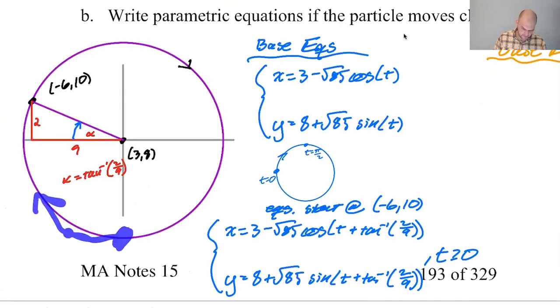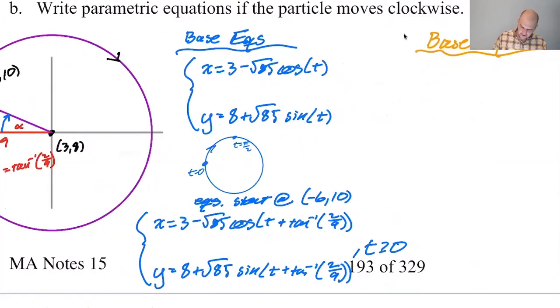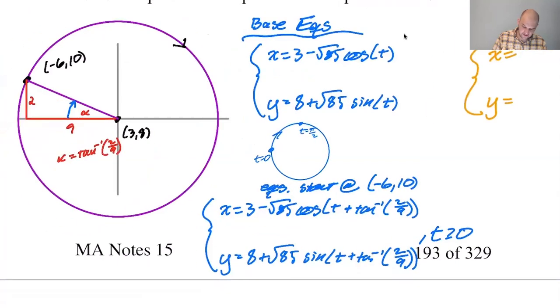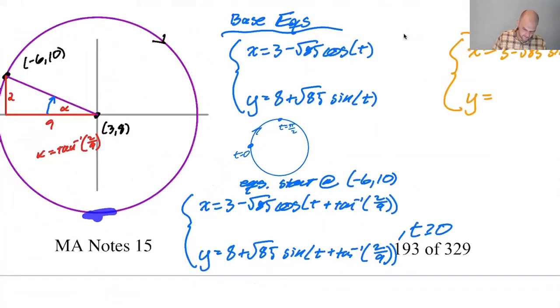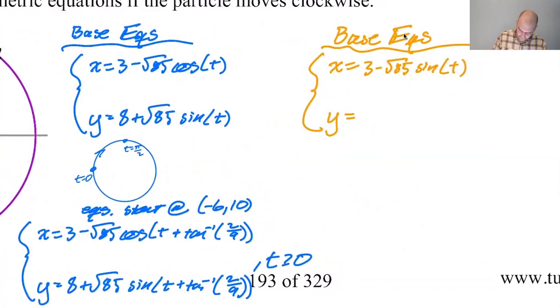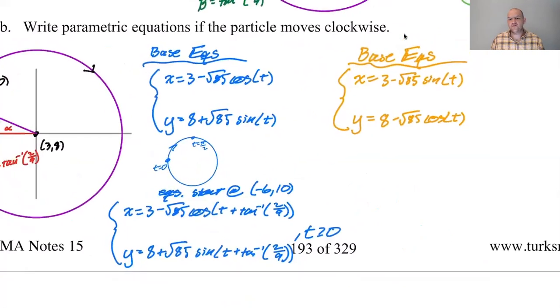So we're starting at the bottom and we're going this way. So this will be t equals 0, pi over 2, pi, 3 pi over 2. So starting here and going this way. All right, so think about that. X, Y. So I don't care about offsets or anything yet. I just care that I'm going to start here and go this way. So X starts in the middle, goes toward a minimum, so it's negative sine. So it's going to be 3 minus radical 85 sine of t. And then y starts at a minimum, so it's got to be negative cosine. So this will be 8 minus radical 85 cosine of t. Those are my base equations.